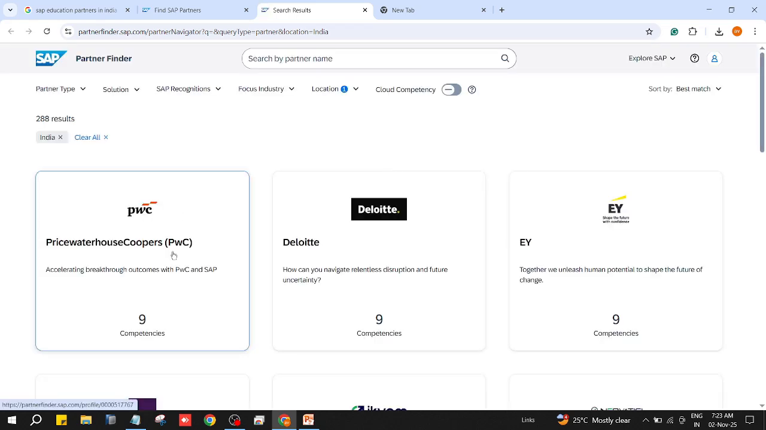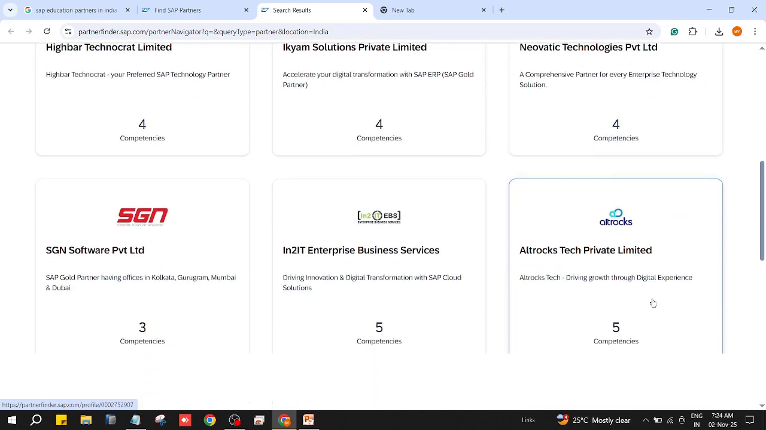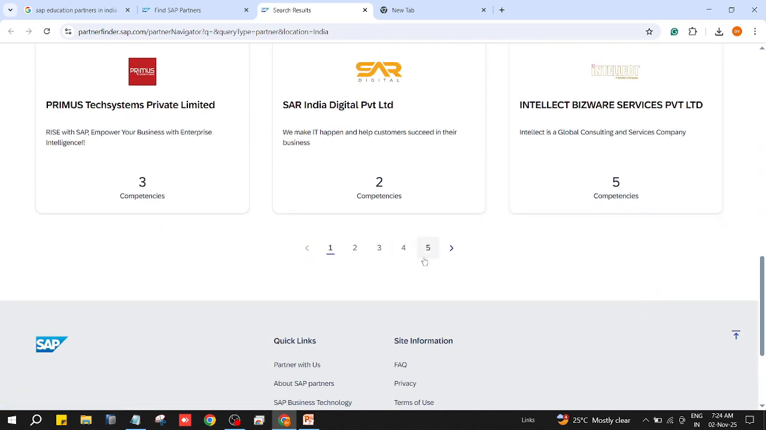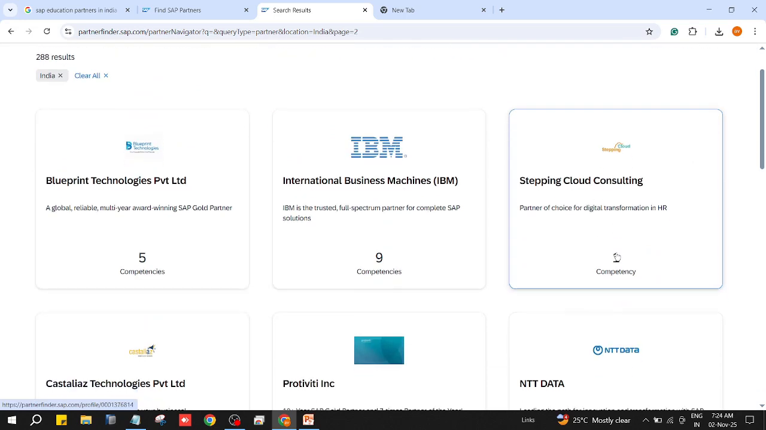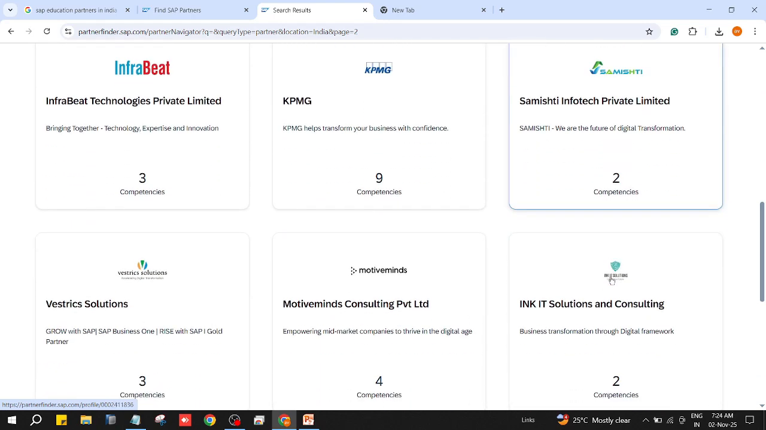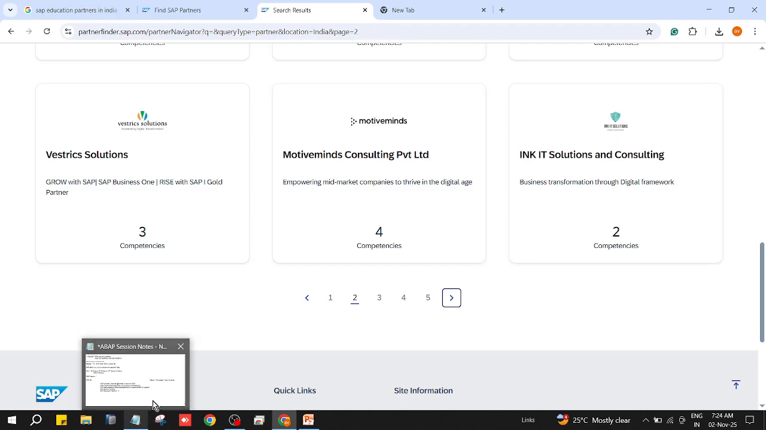PwC, PricewaterhouseCoopers, Deloitte, EY, these are the big four firms. Like that, so many companies are in the SAP partners list. This list is continuous. I see IBM, NTT Data, KPMG, that's also a big four company. What exactly their competency is, what they do, you can go to the further level.